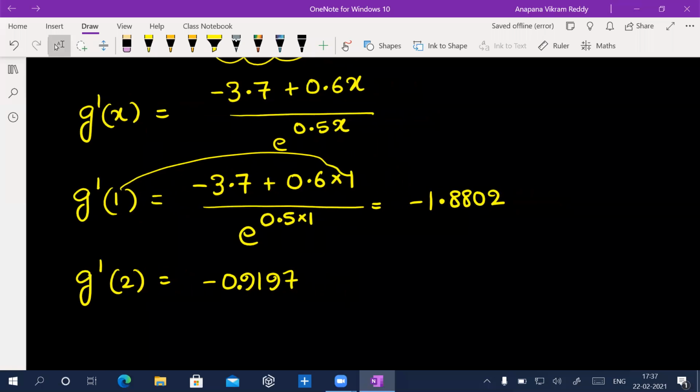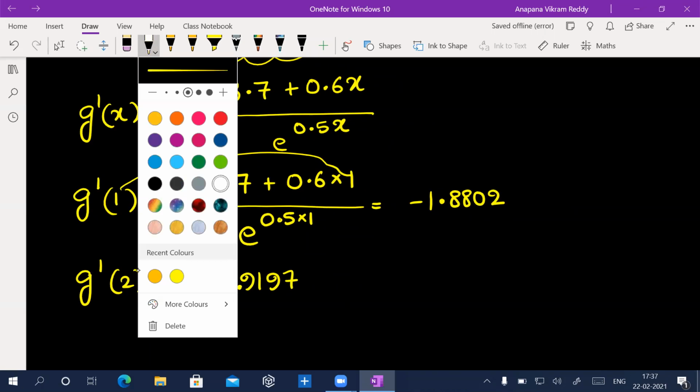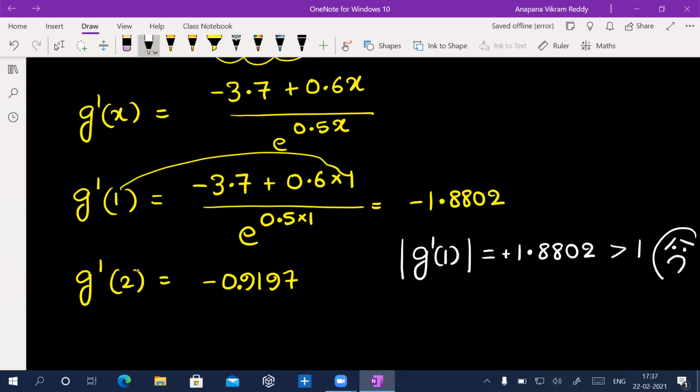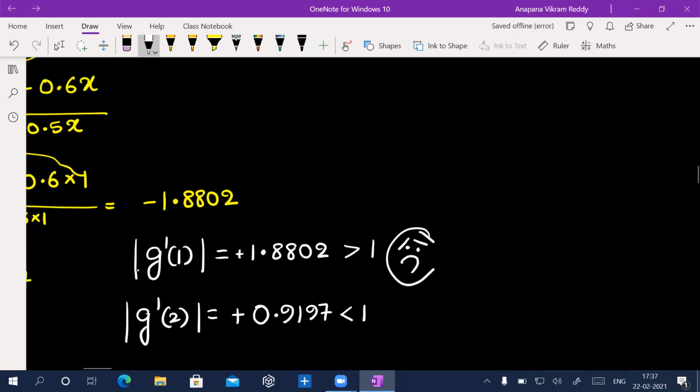Now, what is unfortunate here? Any unfortunate situation you have here? For g prime 1, whose magnitude you get as positive 1.8802, is it less than 1 or greater than 1? Greater than 1. So gone. I'll take the absolute value for g prime 2 and I got positive 0.9197. Is it greater than 1 or less than 1? Less than 1. Okay.